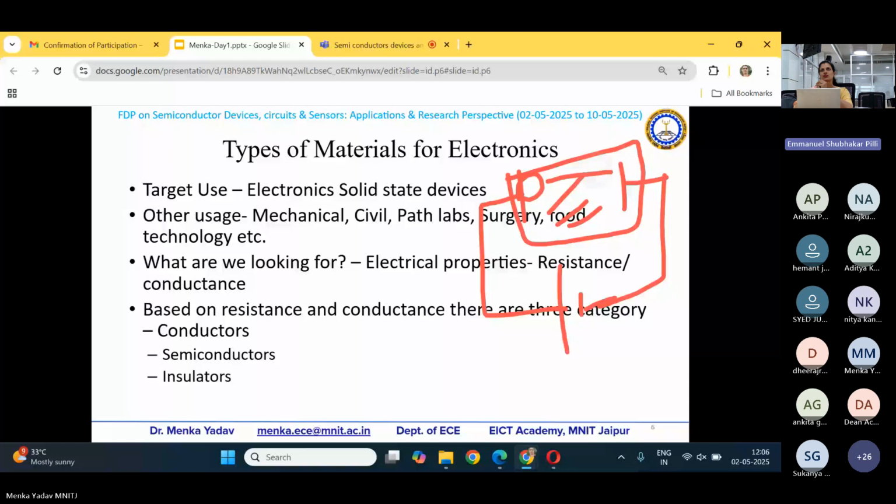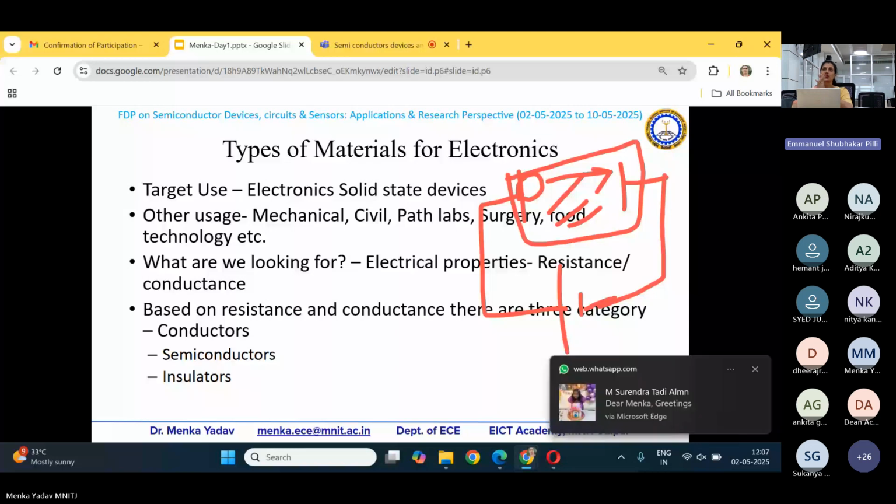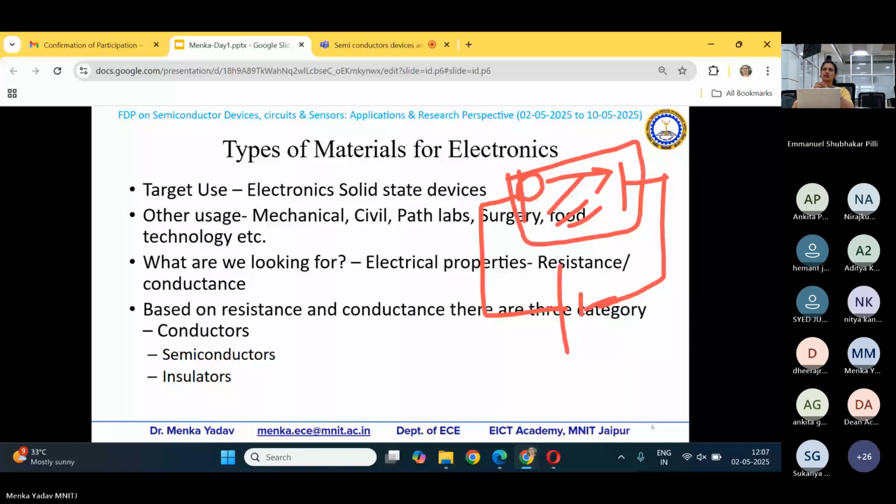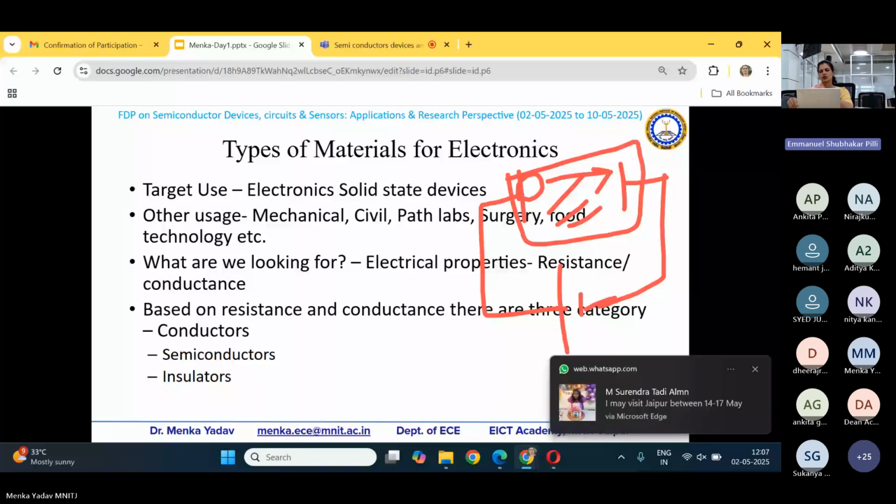Electrons were going from one part to the other part, cathode to anode. Then the current flow was seen. So this was the vacuum tube related thing, right? These were very bulky. Not only bulky, these were actually very power hungry circuits. So these are not going to work in today's scenario.